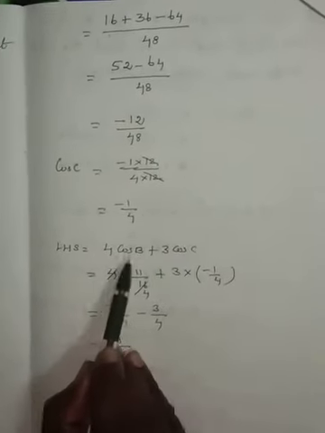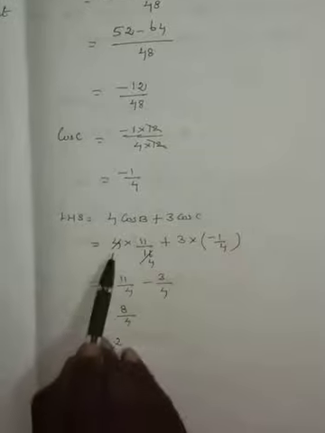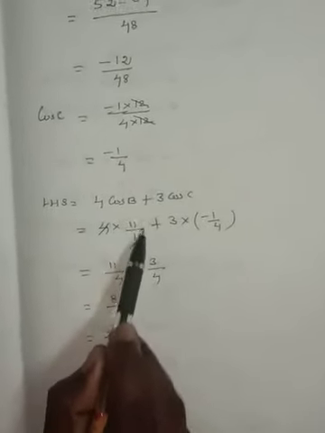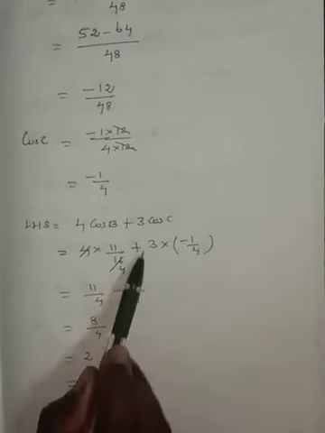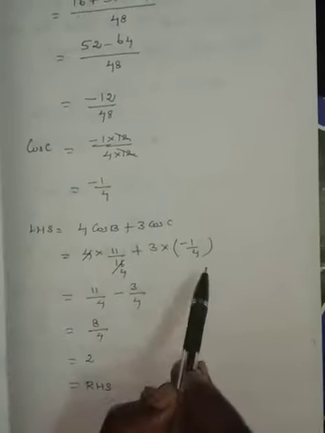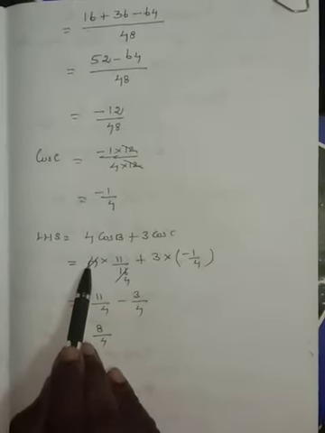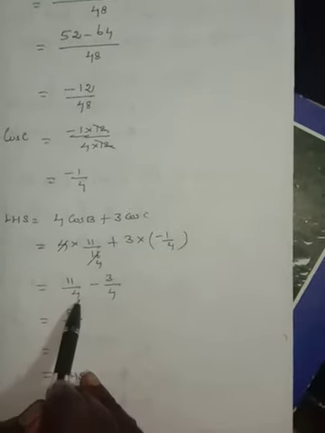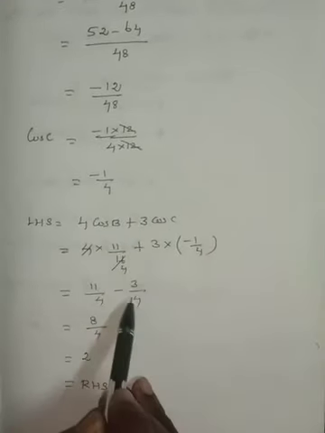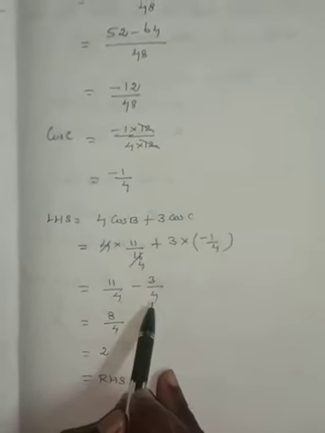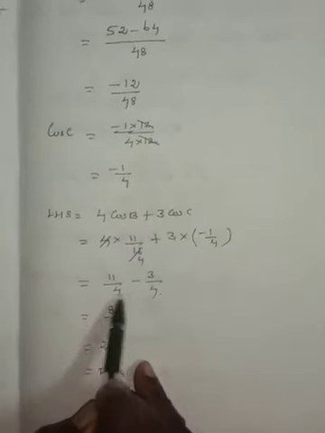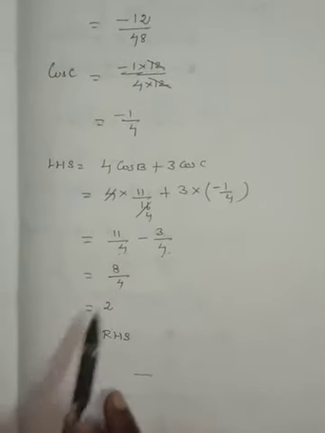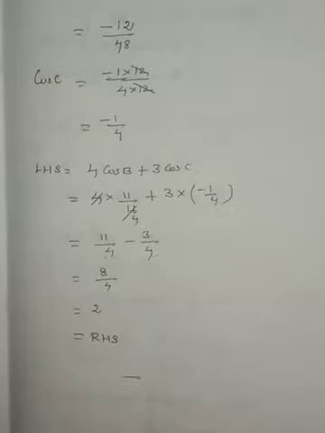LHS is equal to 4 cos B plus 3 cos C. 4 into cos B, whose result is 11 divided by 16, plus 3 into cos C, which is minus 1 by 4. Now 4 into 16 cancels, so 11 divided by 4 is the answer, plus into minus is minus 3 divided by 4. Same denominator, therefore subtract 3 from 11. We get 8 divided by 4, which is 2. Hence proved for triangle ABC.